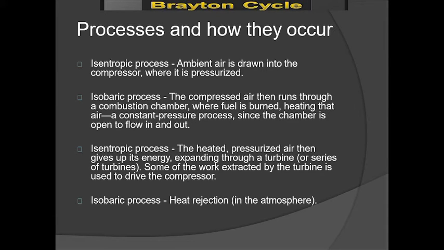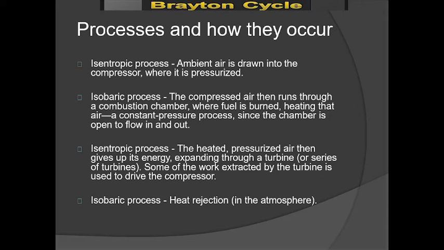So, processes and how they occur. Isentropic process. So, it is the first part of the process. The ambient air is drawn into the compressor where it is pressurized. The isobaric process: the compressed air then runs through a combustion chamber where fuel is burned, heating that air. A constant pressure process since the chamber is open to flow in and out.